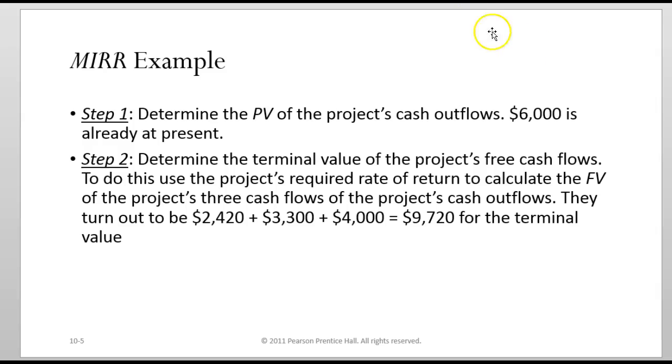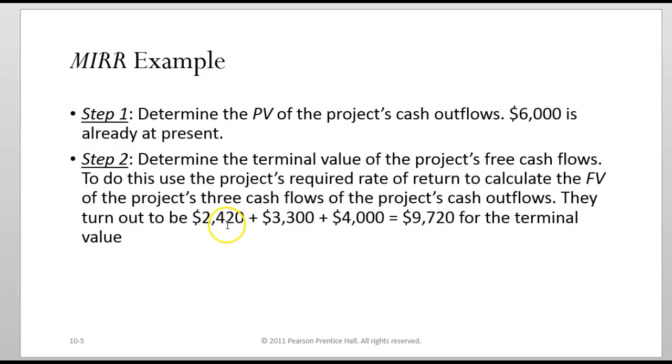So step one is to determine the present value of that $6,000. Well, it's already at present, so it's $6,000. Now you need to determine the terminal value of the project's free cash flows. Instead of finding the present value back, we're going to take them to future value, and we're going to designate what that rate of return is going to be.